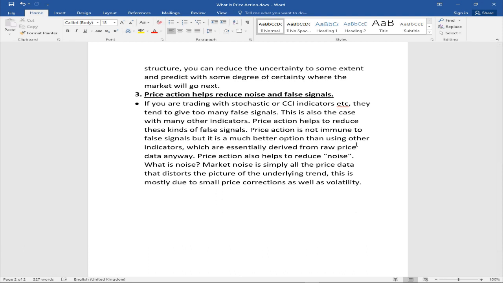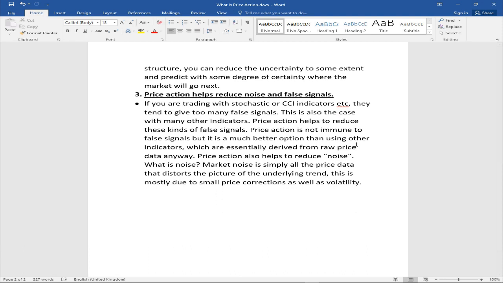That's the problem with indicators, and most of the time you're gonna get caught up in losses because of the late entries you'd be making every time. Okay, guys, so that's the reason why I don't use any indicator on my chart. It says here they tend to give too many false signals. Okay, this is also the case with many other indicators. Price action helps to reduce these kinds of false signals. Price action is not immune to false signals, but it is a much better option than using other indicators, which are essentially derived from raw price data anyway.